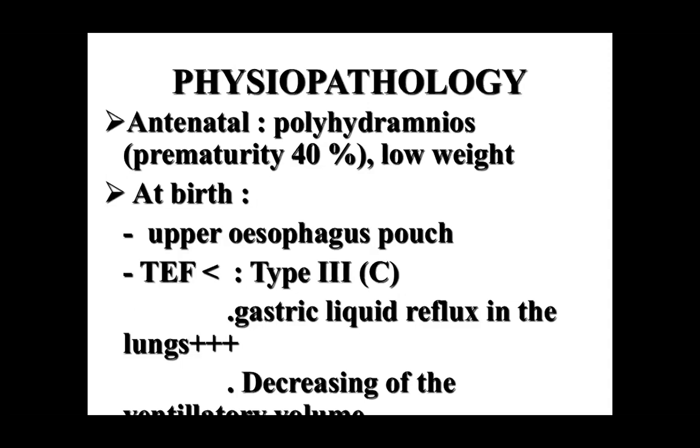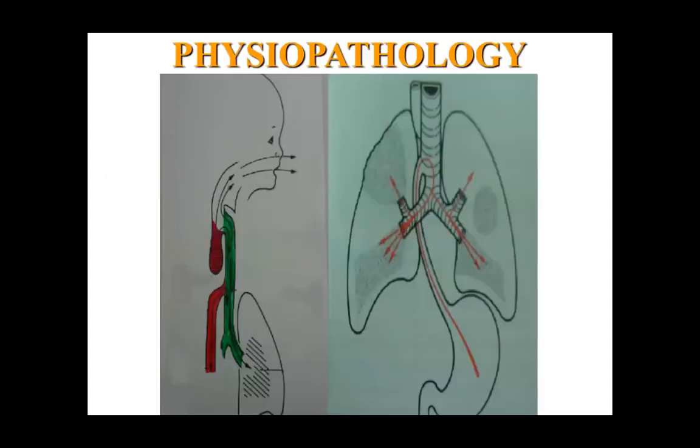Regarding the physiopathology at birth, we will have symptoms related to the upper esophageal pouch and symptoms related to the presence or not of a distal tracheoesophageal fistula. Regarding the upper pouch, here we can have the danger of aspiration, as the secretions and the saliva can go to the bronchi and to the lungs.